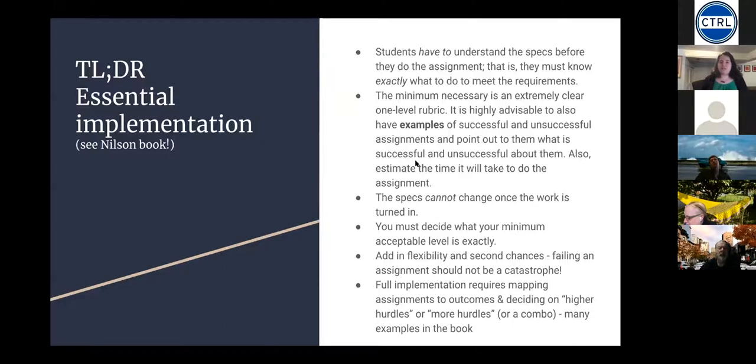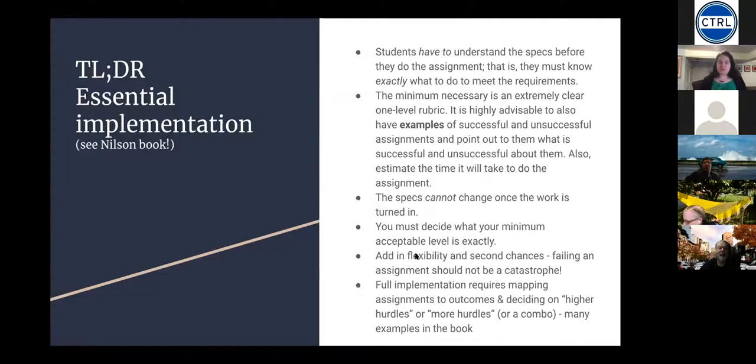It's also helpful to estimate the time it'll take to do the assignment, so they understand the level of work that's expected. It depends how good you are at guessing these things, how helpful it is for them in planning, but it gives them an example of the magnitude of work that's required for this assignment. Another important thing is that you really can't change the specifications after they turn in the work. That sounds like an obvious thing, but sometimes you really want to, but that would not be fair to do.